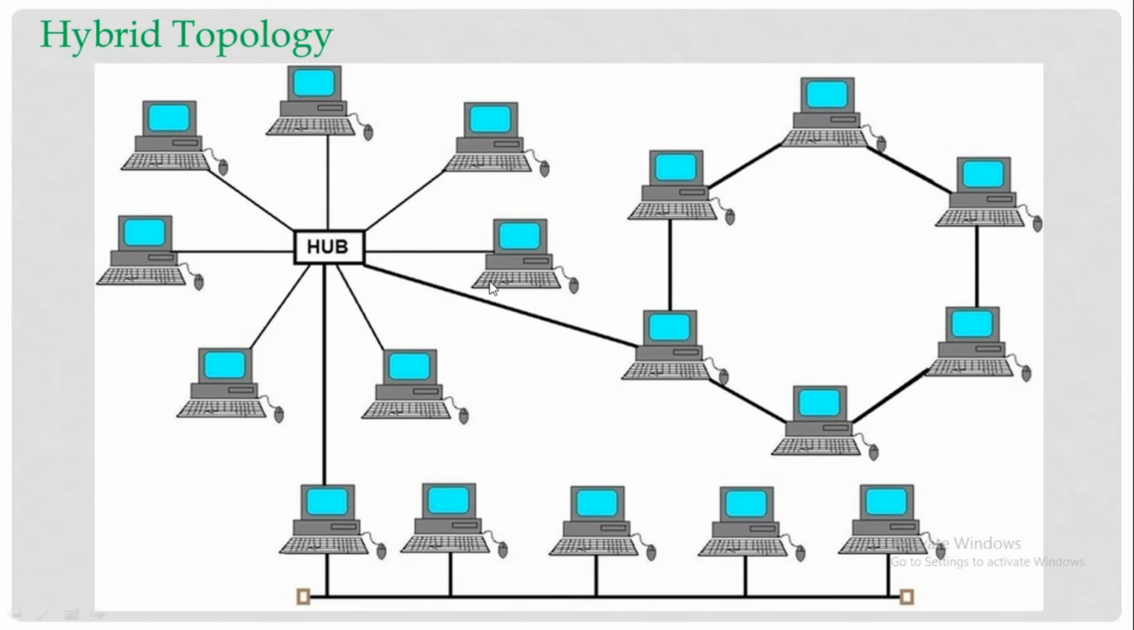And this hub is connected with another system, and this system is connected with another two systems. For example, if you say this is system A, the system A is connected with system B and system C. So what does this topology mean? This topology means a ring topology. So in this network, there are three different types of topologies which are merged together. Whenever you combine two or three topologies together and form a network, then this type of topology is called a hybrid topology.